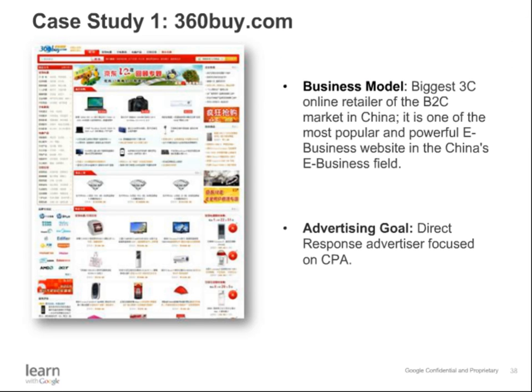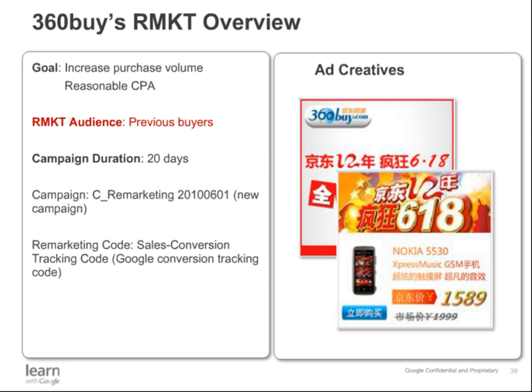So in this instance, the business model, as it reads, it was the biggest 3C online retailer of B2C market in China. It is one of the most popular and powerful e-business websites in China's e-business field. The advertiser goal was obviously geared around driving online conversions, so direct response or DR goals, focused on a really, really efficient CPA. So the goal, as I said, was increased purchase volume at a reasonable CPA.